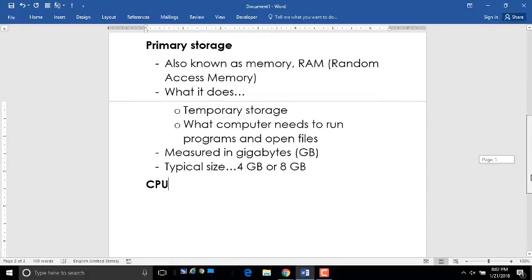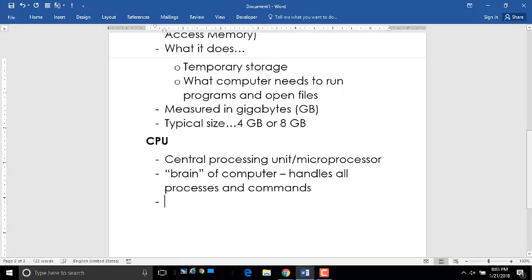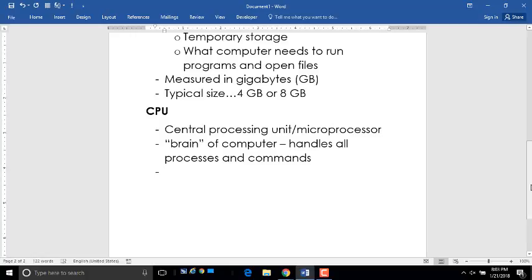And the next term is the CPU, and this is actually the most important part of the computer. One of the things you need to know is what CPU stands for, and that is Central Processing Unit. Sometimes people just think of it as the microprocessor. One of the ways that people like to think of the CPU is that it is the brain of the computer. Its job is to handle all processes and commands. It's not going to actually complete everything and do all the work, but it makes sure that all the work gets done, okay? And it's very similar to the human brain.